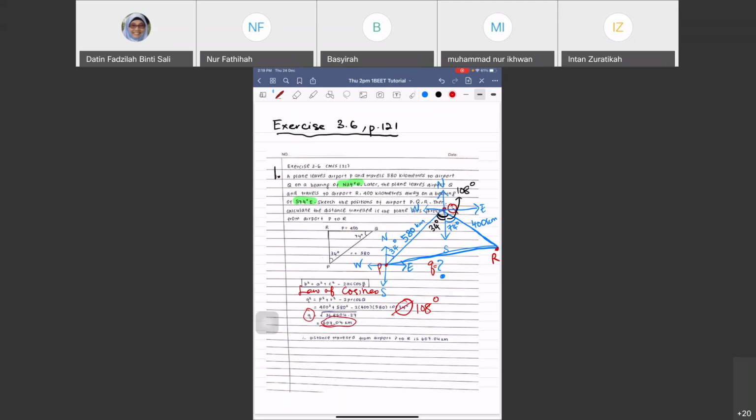All right. So Fatiha, can you compute this again? Can you give me the right answer? Okay, you just compute 400 squared plus 580 squared minus 2 times 400 times 580 times cosine 108, and take the square root, or you can take the square root later.